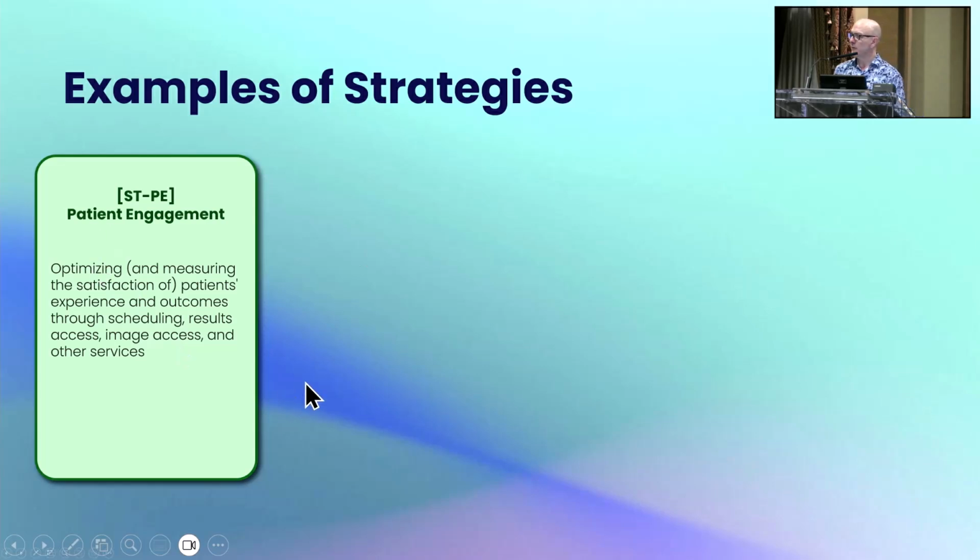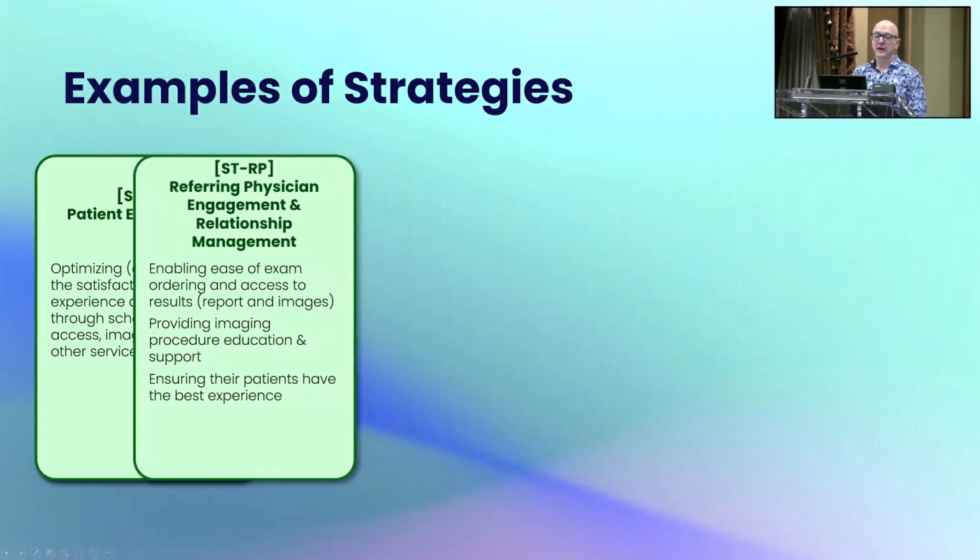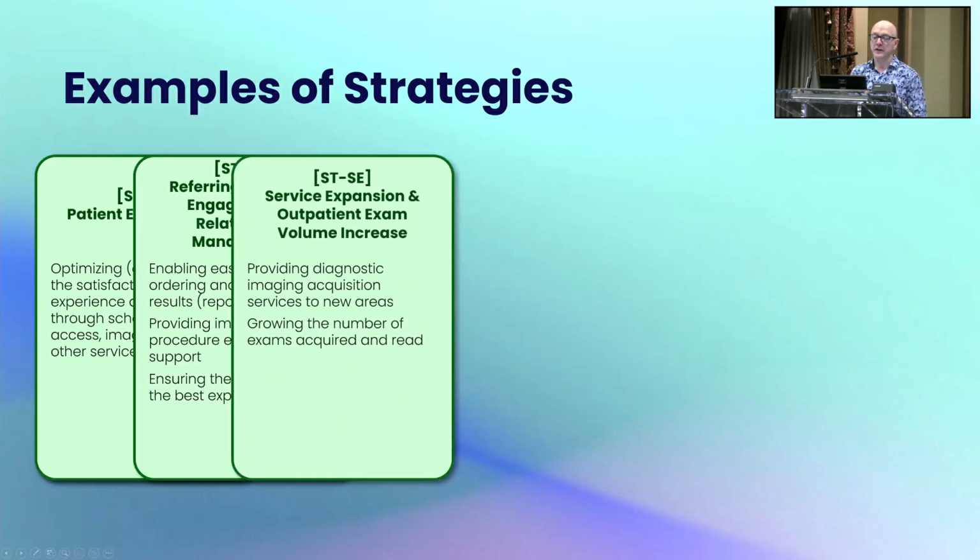So there's a whole section on what are the best practices of leading organizations, what are they doing for patient engagement, and that's all in the document. Referring physician engagement and relationship management. This is about those people outside your organization who are consumers of imaging services and what you need to do to make them happy and make them safe and effective. Also, service expansion and outpatient exam volume increase. I run into this a lot where you have a large healthcare organization and they're looking to expand, say, open outpatient imaging centers or acquire a hospital or open an integrated medical building, and they want to basically expand that, which requires consideration of staffing, equipment, logistics, facilities, IT, everything.